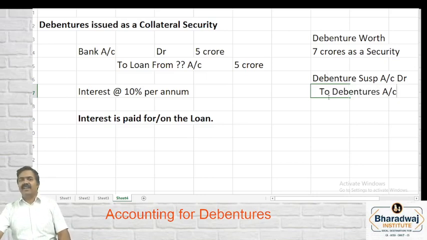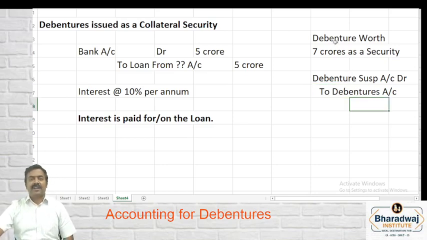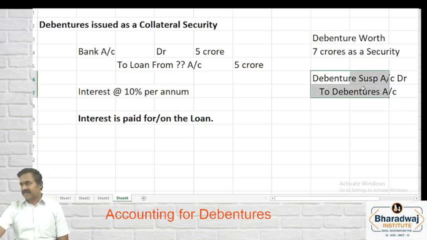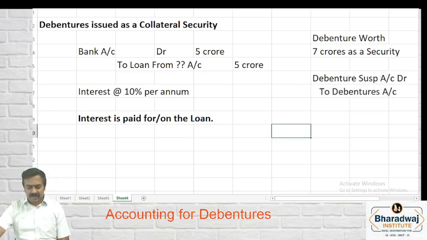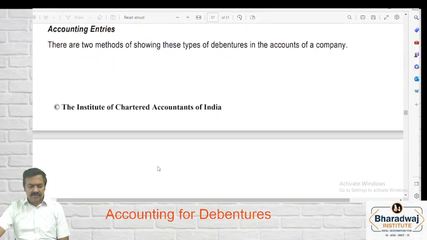What is the use of the entry? No use of the entry. Because of this, no cash will come, no cash will go out. Just to show that some debentures are issued as collateral security, this entry is passed. You can look at this.